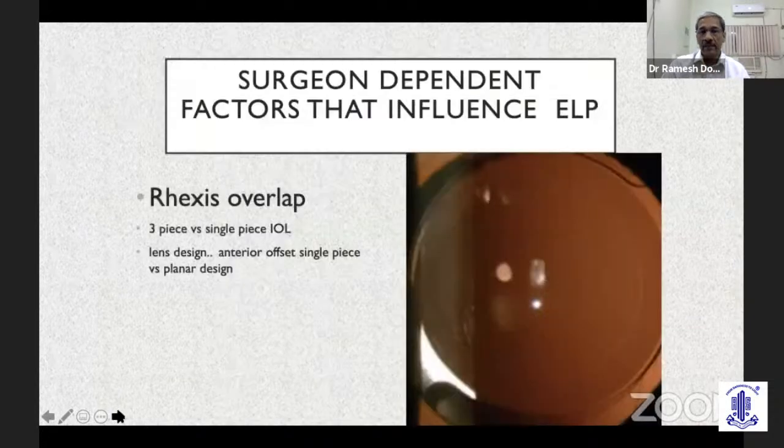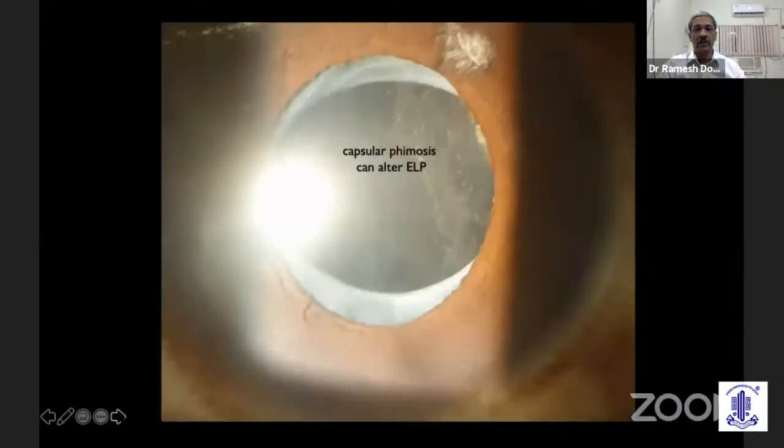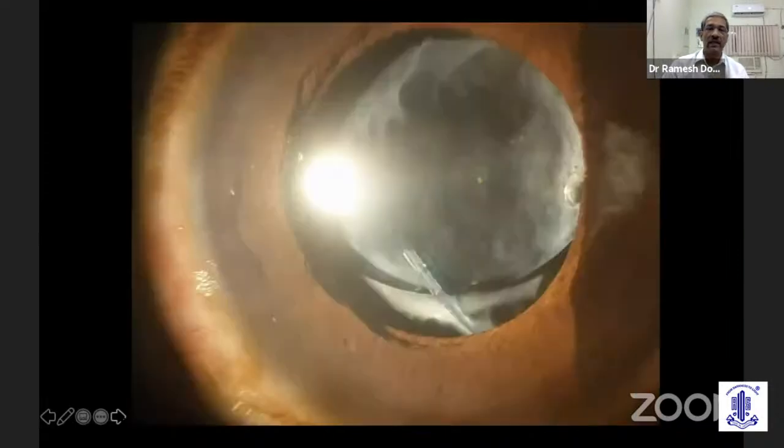All those are not dependent on us, but we have 3 major surgeon-induced factors that will affect ELP. And the most important of these is the rhexis overlap. We should aim for a 0.5 to 0.7 millimeter 360-degree overlap of our intraocular lenses. Severe capsular phimosis like this can alter ELP, as can a large rhexis like this. This can permit the optic of this 3-piece lens to move out of the bag, move forward, and change the ELP.